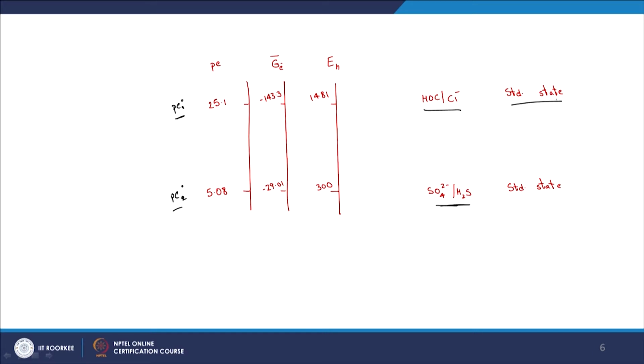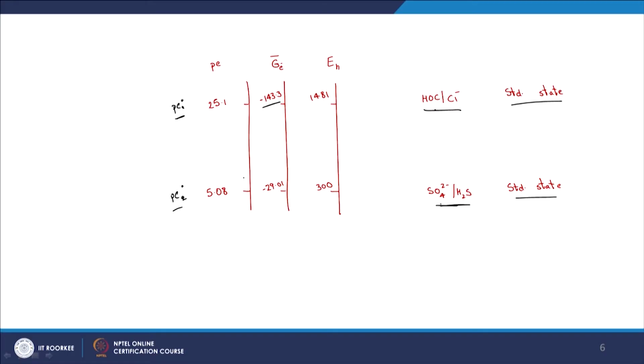So at the standard state, the molar Gibbs energy of the electron in equilibrium with the redox couple HOCl and Cl minus would be at a lower energy state compared to the electron in equilibrium with the redox couple between SO4 2- and H2S. So what does that tell you? In which direction would the reaction proceed at standard conditions, that is, temperature 25 degrees centigrade, pressure, and the activities being equal to 1? In what direction would it proceed?